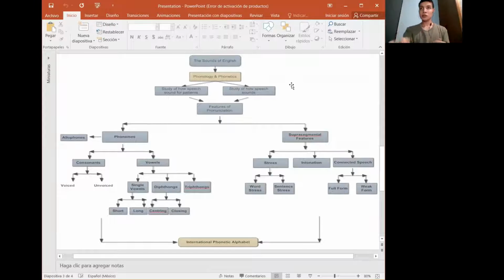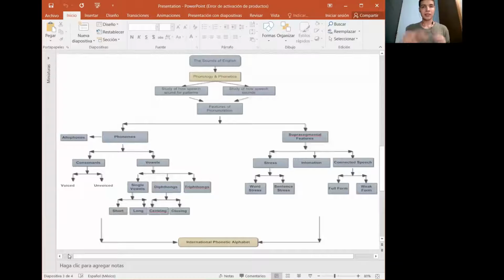Then it goes to intonation, which refers to the pitch of the voice when a word or a sentence is pronounced. Of course, stress and rhythm are also involved in intonation. And then it comes the connected speech, which is divided into full form and weak form. And finally, there is the International Phonetic Alphabet. That will be it for the mind map of the sounds of English and everything it relates to.